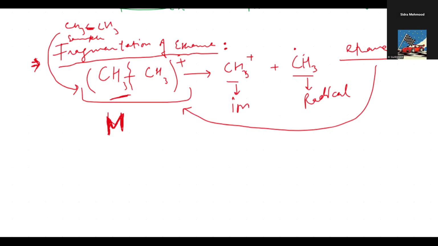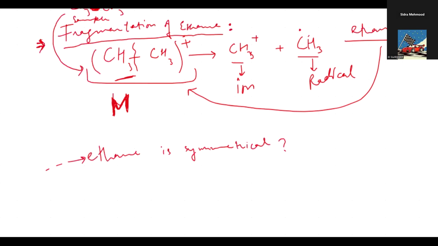So if you see this ethane molecule, it's actually symmetrical. Why are we calling ethane symmetrical? Why is ethane called symmetrical? Because both sides have the same arrangement. Yes, it has equal numbers of methyl groups on both sides. So this ethane molecule is symmetrical, and there's only one carbon to carbon bond in ethane. This one bond is the one that we have broken.